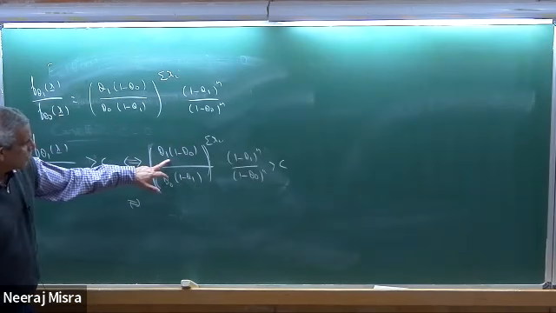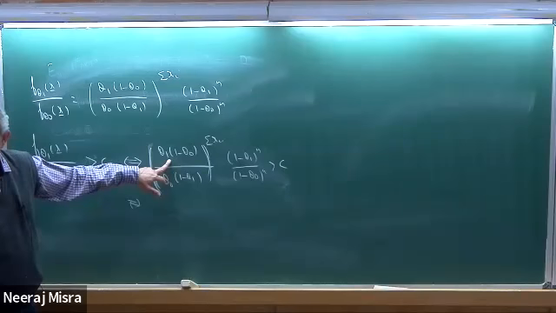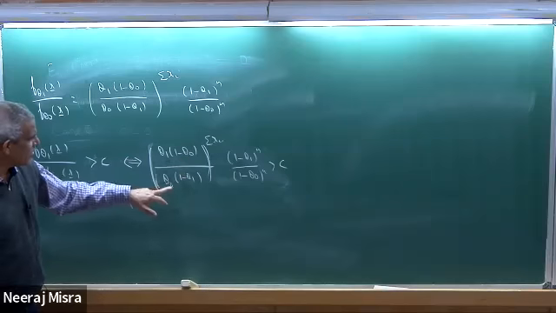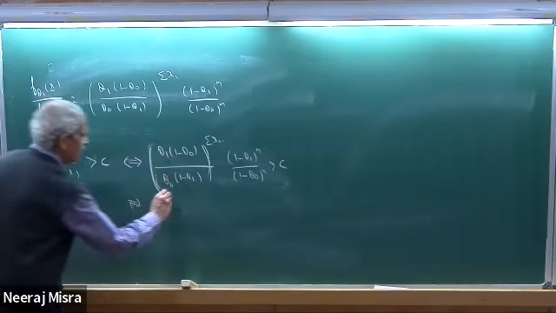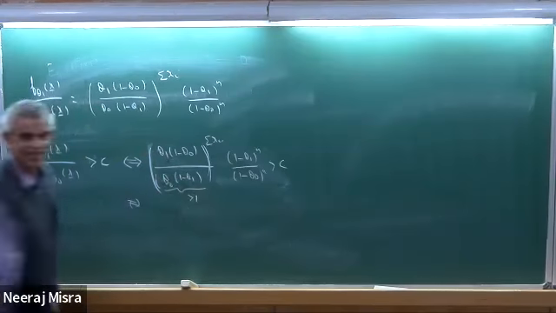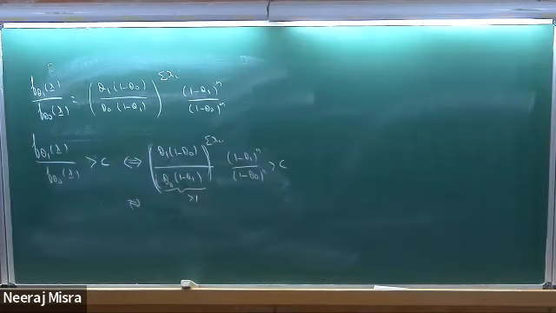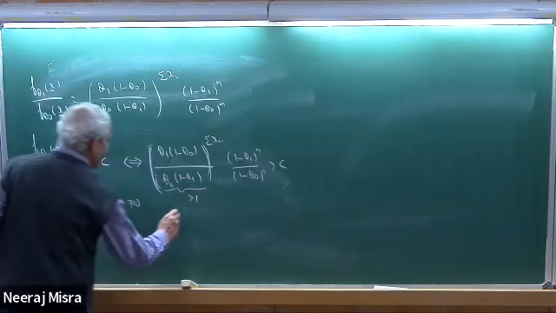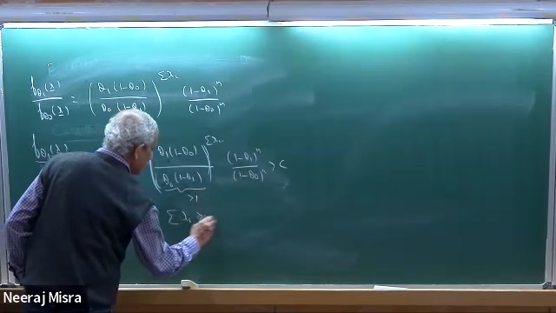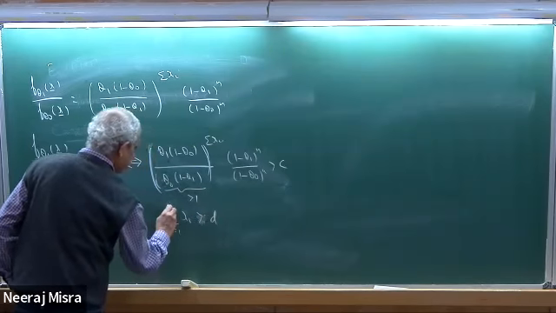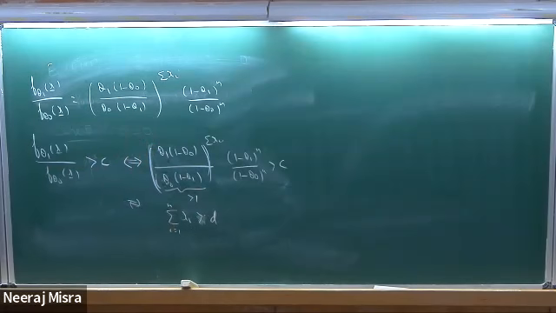Is this bigger than 1 or less than 1? Theta 1 is given to be bigger than theta naught. So you see theta 1 times (1 minus theta naught) over theta naught times (1 minus theta 1): since theta 1 is bigger than theta naught, this quantity would be bigger than 1. So the inequality is not going to change. So this is equivalent to saying that summation xi is greater than some constant d. Is that okay? Some other constant d.